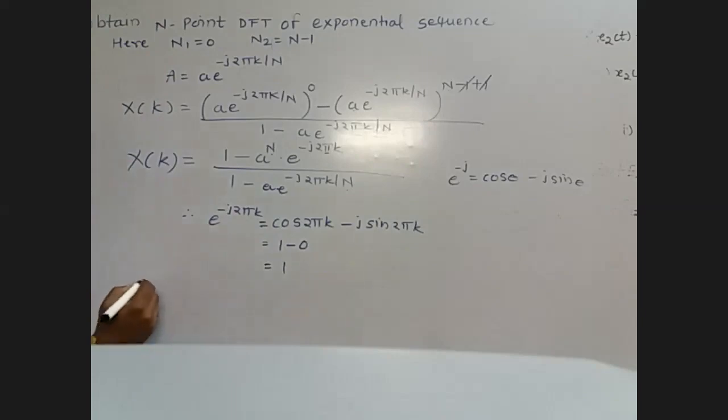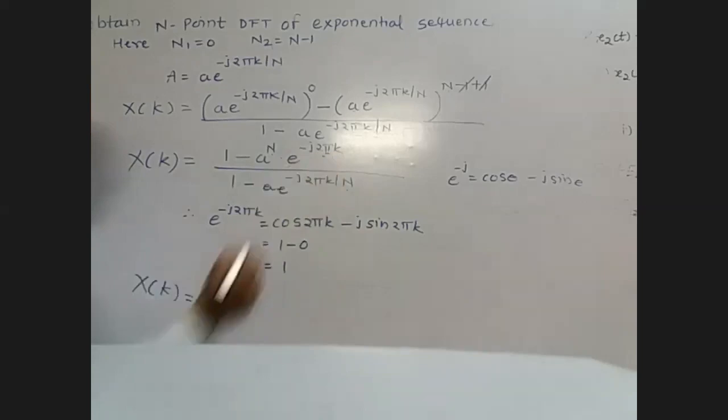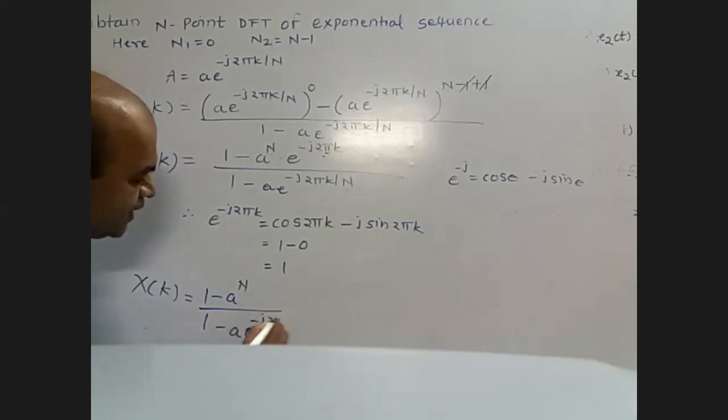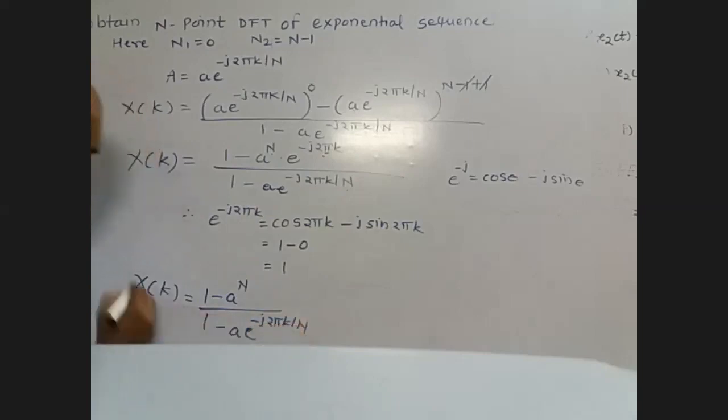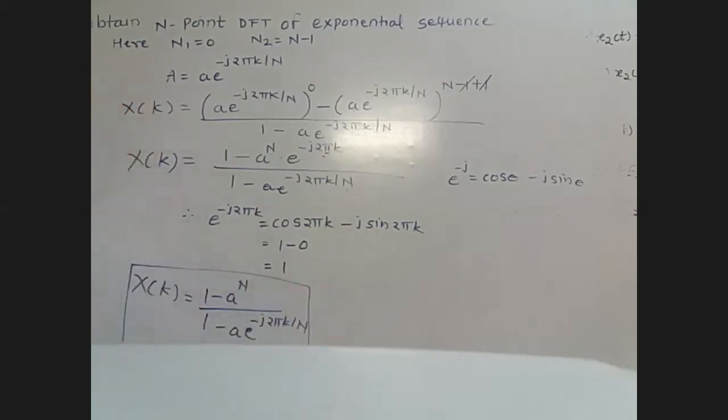Now if you put this value in our expression, you will get X of k equal to 1 minus a raised to n. So this term will be unity, and in the denominator you will get 1 minus a e raised to minus j 2 pi k by n. Okay, so this will be your answer. Now this is about the second problem.